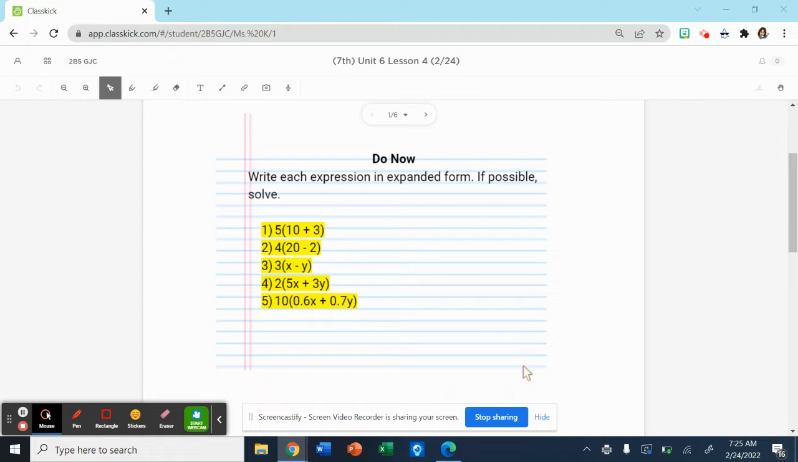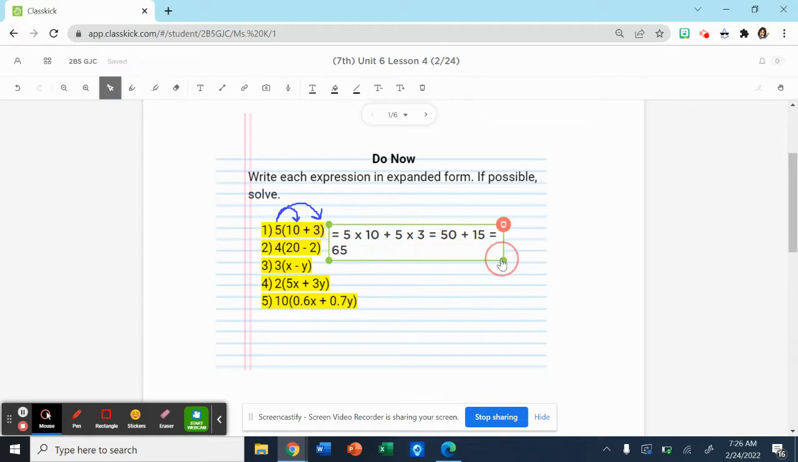For this week's foundational learning target, we've been practicing the distributive property. With the distributive property, we know that we can multiply the number on the outside of our parentheses times both terms on the inside of our parentheses. For example, 5 times (10 plus 3) is equal to 5 times 10 plus 5 times 3. Then I can complete both my multiplication sentences, 50 plus 15, for a final answer of 65.